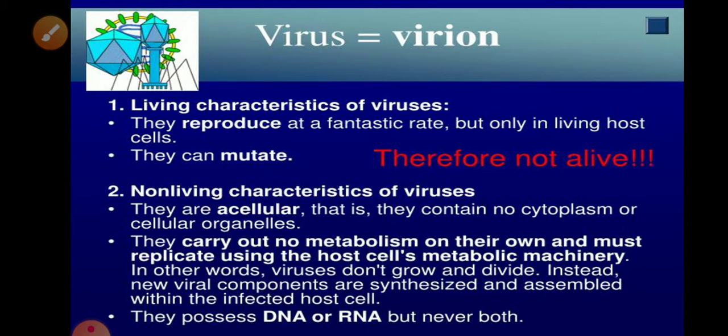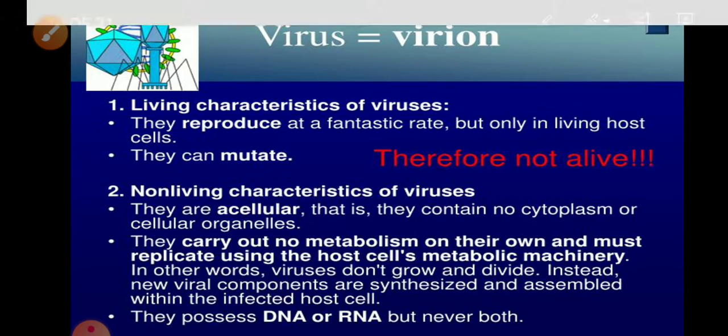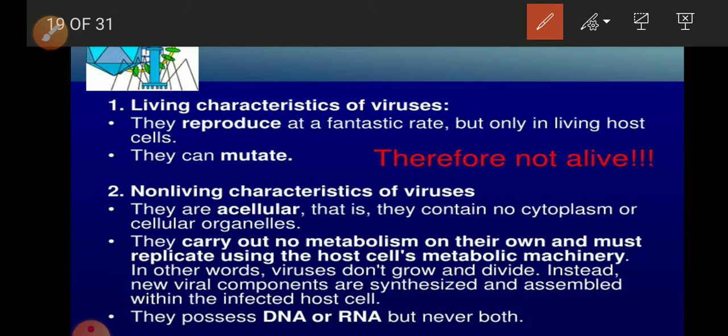So today we will discuss in detail about viruses. Viruses are also called virions. They have different characteristics. If we see their characteristics, they are living as well as non-living. So how can they be distinguished? They reproduce at a fantastic rate but only in living host cells. Their genetic material can be in the form of DNA and RNA, and they can mutate in different forms also.